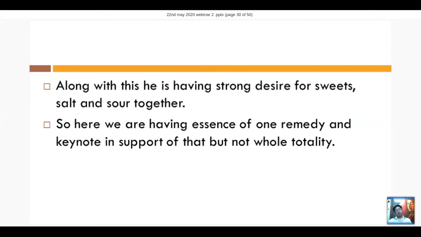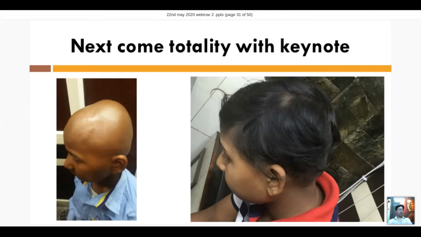So here we do not have a holistic prescription, but we have to prescribe on that information only. We have only the essence, and along with the essence, we have one keynote. So next comes totality plus keynote. We have totality along with the keynote.